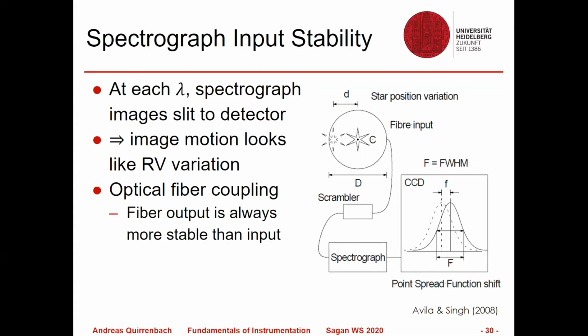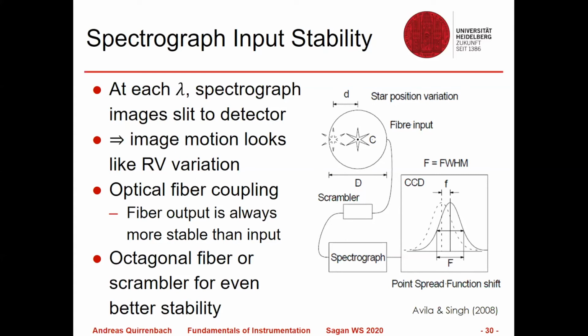And this is where optical fibers come in. Optical fibers have the nice property of scrambling the light, so the output of a fiber is always more stable than the input of a fiber. This is why almost all of these instruments are fiber coupled.